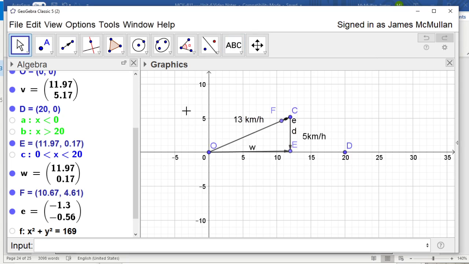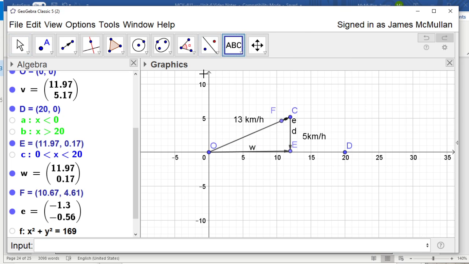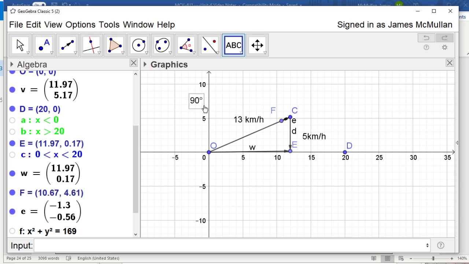That tells us that the resultant and the current have to meet at 90 degrees. So let's write 90 degrees. The resultant and the current have to meet at 90, and then it's just a right triangle. We just need to work it out.